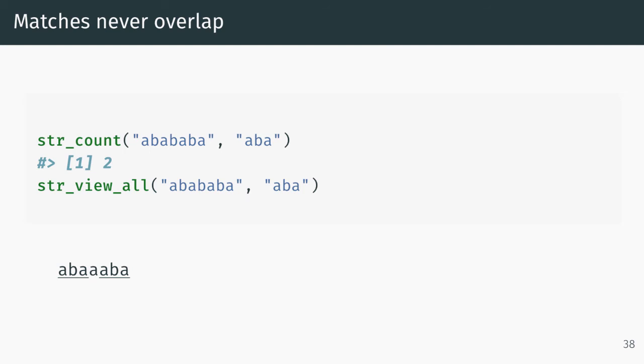As I mentioned before, matches never overlap. So ABA occurs here and here. It occurs twice, the count of it. And if we do STR_view without the underscore all, we would just get this match here. If we say it with the all, then we get both matches.